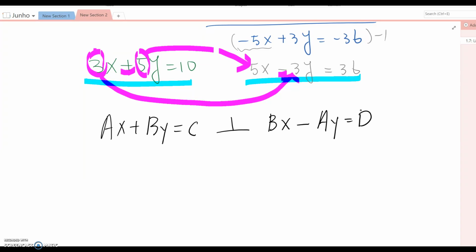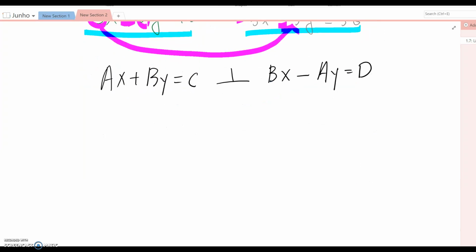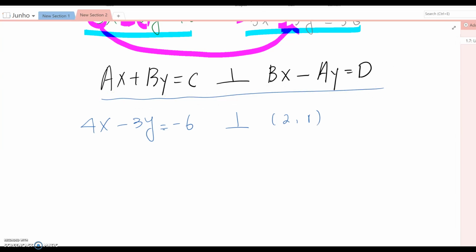Okay, so look at one question. The given equation is 4x minus 3y equal to negative 6, and you want to find the perpendicular line of this given line passing through (2, 1). Okay, then based on this fact, you can switch: 3 goes to the x value, 4 goes to the y value, and the sign becomes opposite. So 3x plus 4y equal to d so far.